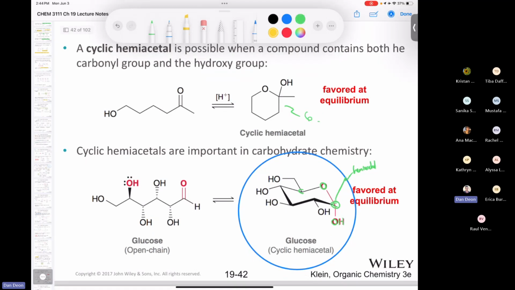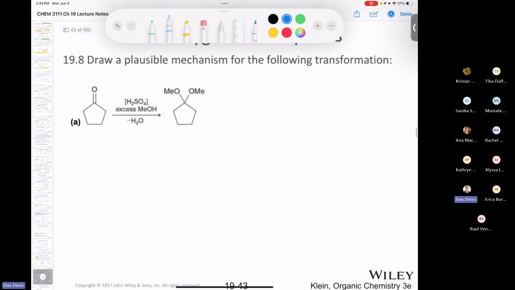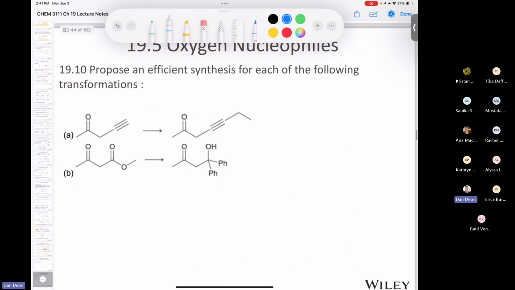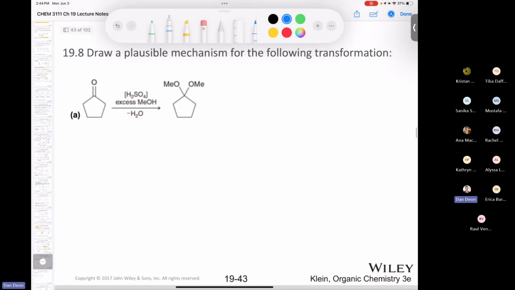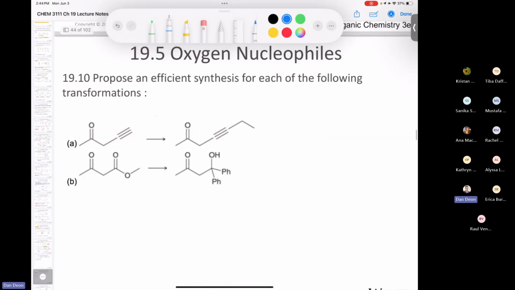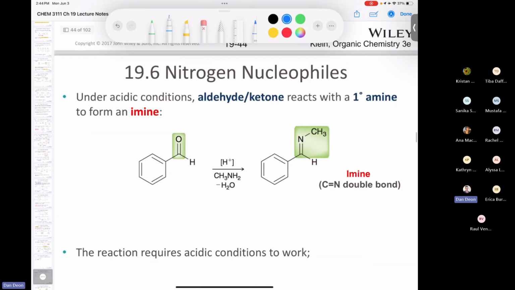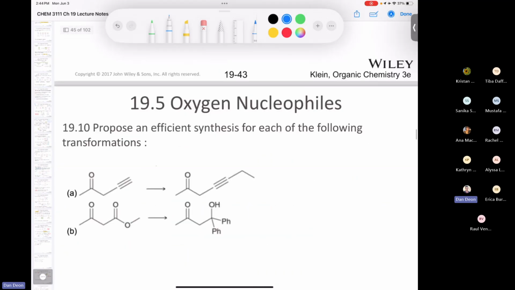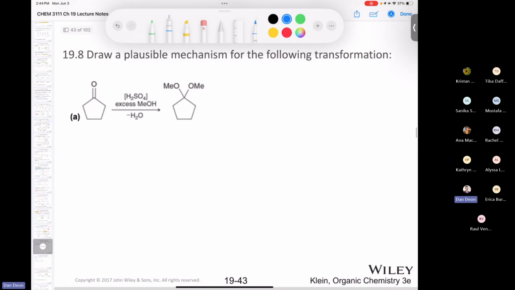And towards the very end of this class, I think it's the second to last chapter we cover, chapter 24, we will cover this in some more detail. So if you're thinking, I need to know this, well, it's coming up in a few weeks. So what we're going to do now is, I've got a mechanism question here and a couple of synthesis questions before we get into the nitrogen nucleophiles. So I want to take a break.